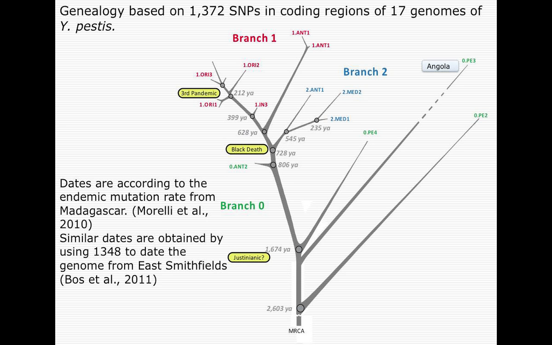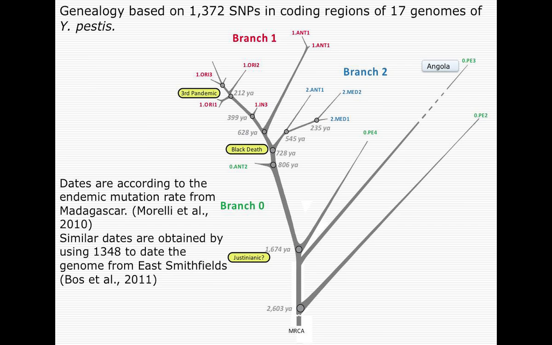The dates on this are according to that endemic mutation rate, and similar dates were obtained by using 1348 to fix it, plus many more genomes in another paper of ours. So I think the dating here is reliable. It overlaps with the Justinianic, and we put the end of the most recent common ancestor as 3,300 years ago. So when I say genetically monomorphic, its mutation rate is slow enough that it's only accumulated a couple of thousand SNPs over 3,000 years, which is not a lot of diversity. And this is because the pestis clock rate is so slow.